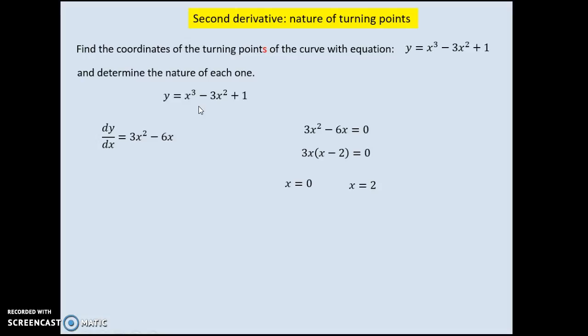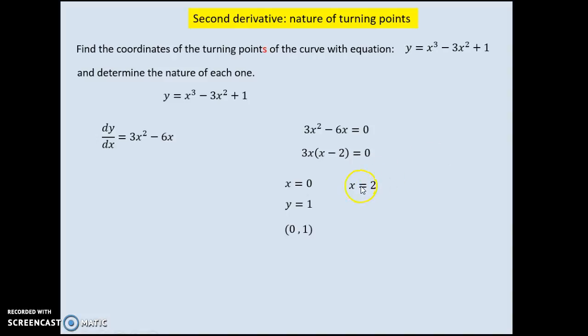If we want to find the coordinates, that means to find both the x and the y value. Given the x value, we can substitute it into the original equation and get the y value. Therefore, at x equal to 0, we substitute into y and we get 1. Therefore, the coordinate is 0, 1.